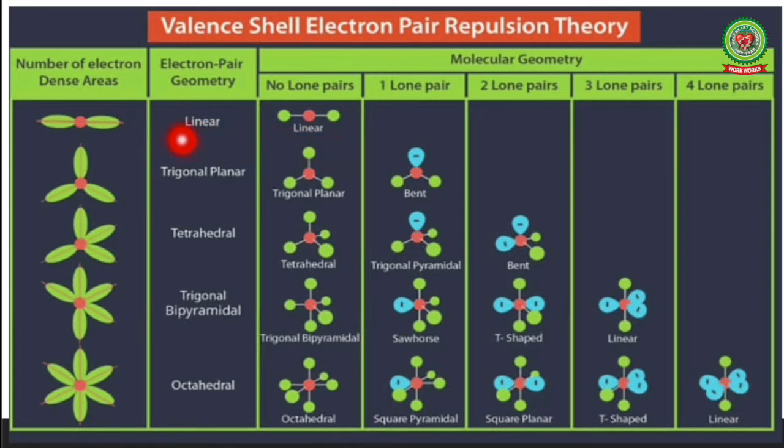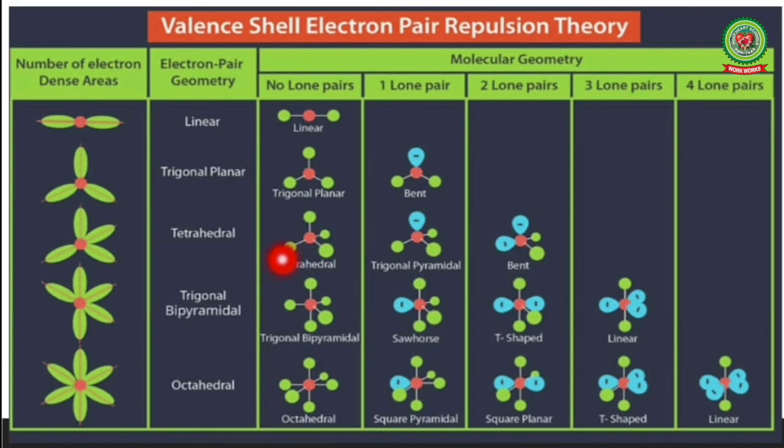Now for a structure of AB2 type, that means there are two atoms attached to the central atom. If they have no lone pairs, the geometry will be linear. Similarly, trigonal planar will be for one central atom connected with three other atoms. But if one lone pair is present, then the geometry will be bent.